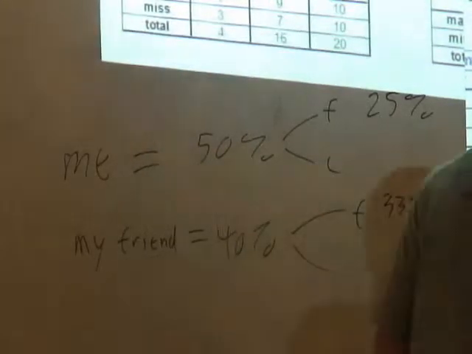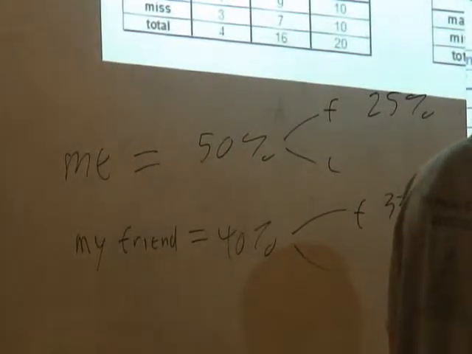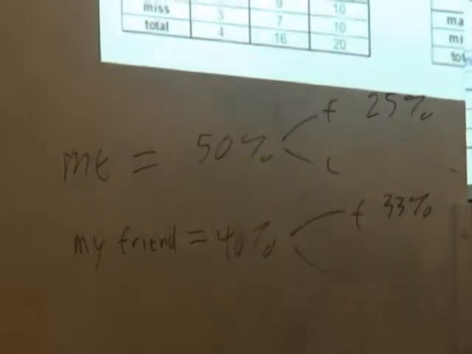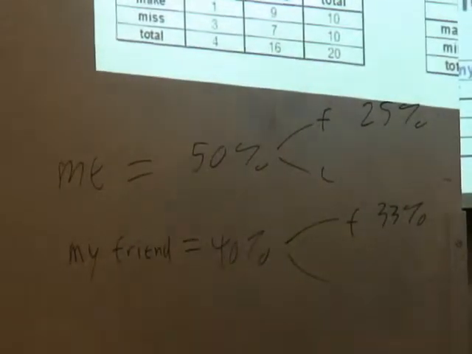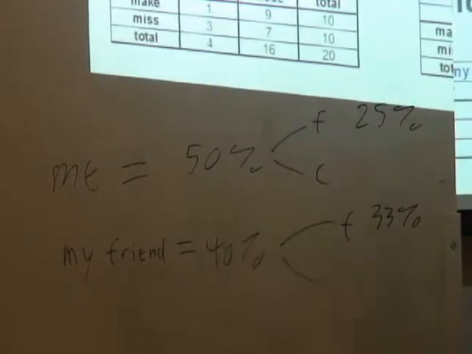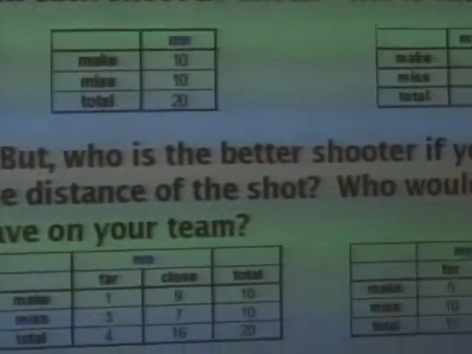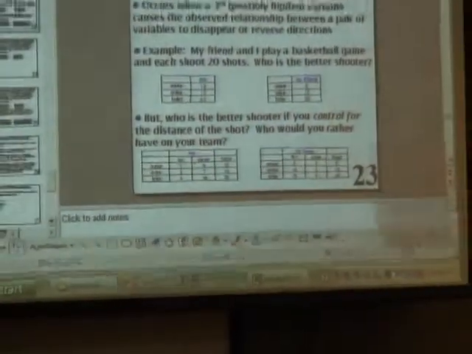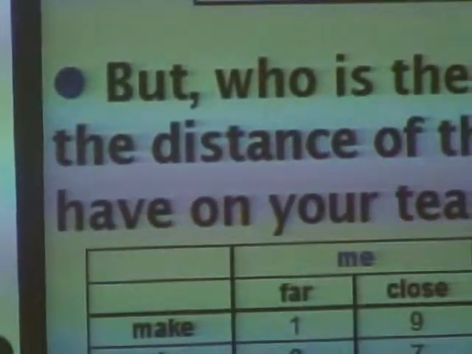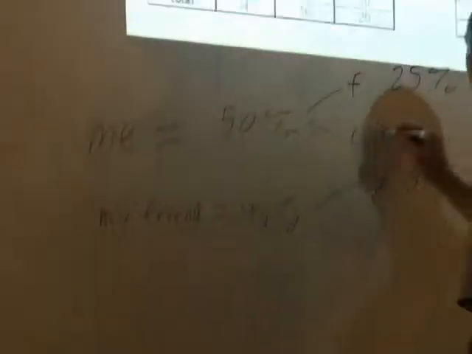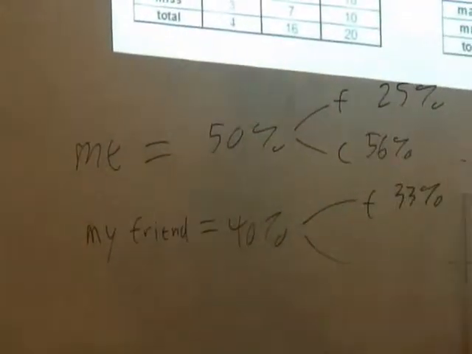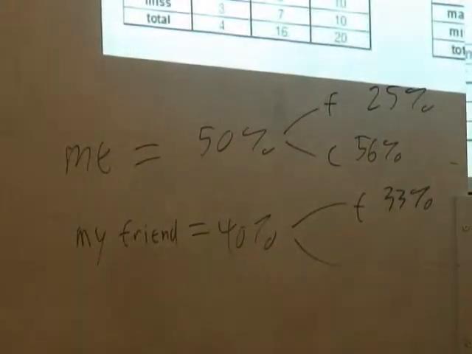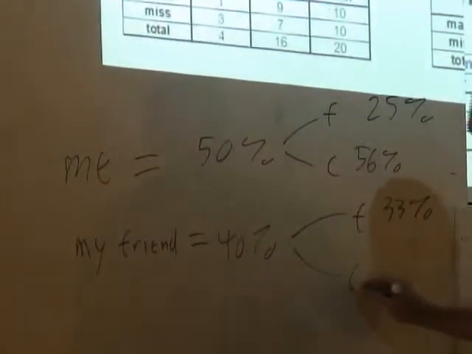So you say, aha, you must be better than him from close up. That must be what's going on. But from close up, I am 9 out of 16. I do all these fractions that I don't know what they equal. That's a problem. 9 out of 16, I am 56% from close up. And he is actually 3 out of 5. He's actually 60% from close up.